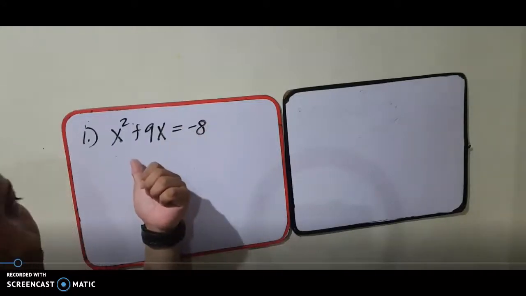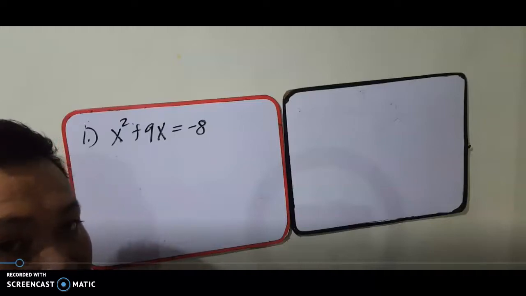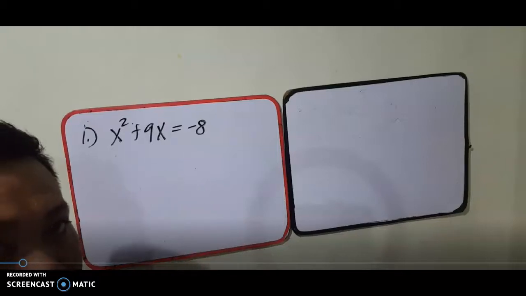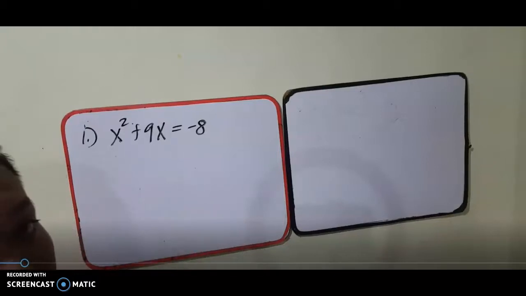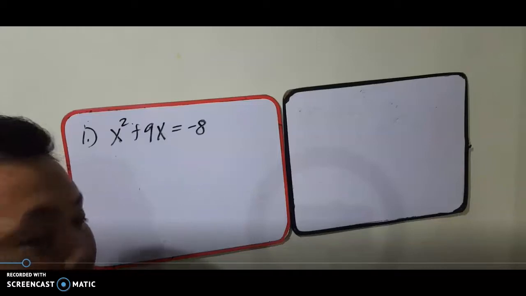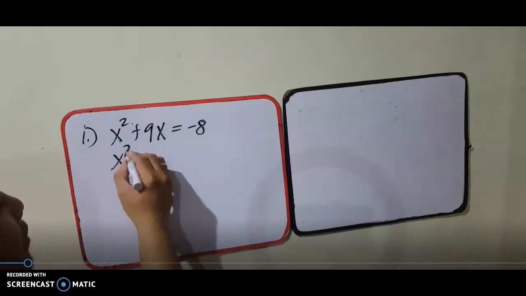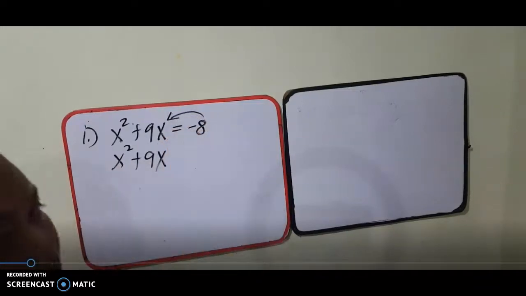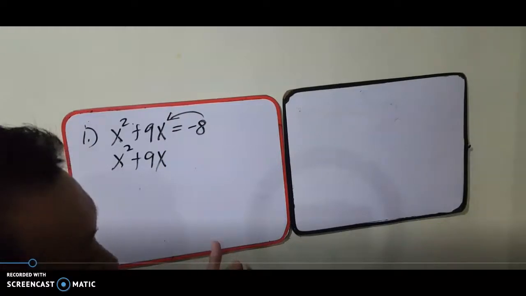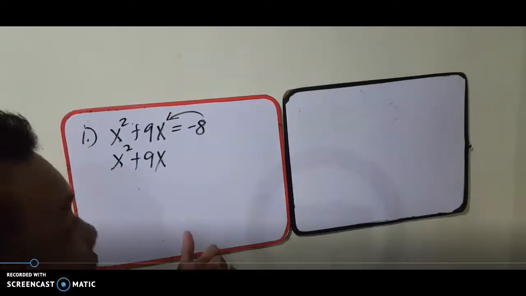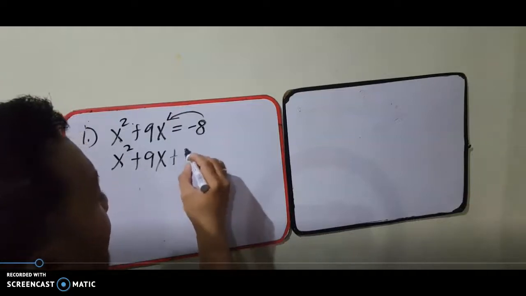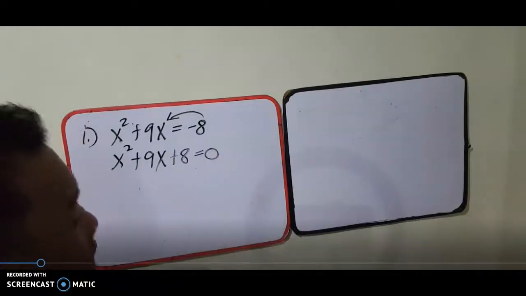So in order for us to solve this quadratic equation by factoring, it's a must that we rewrite this equation into its general form, which is ax squared plus bx plus c is equal to 0. So that will become x squared plus 9x, then move negative 8 to the left side of the equation. We can do that by applying one concept, which is the addition property of equality. Once you move it to the left side from negative 8, it will become positive 8, or plus 8, which is equal to 0.